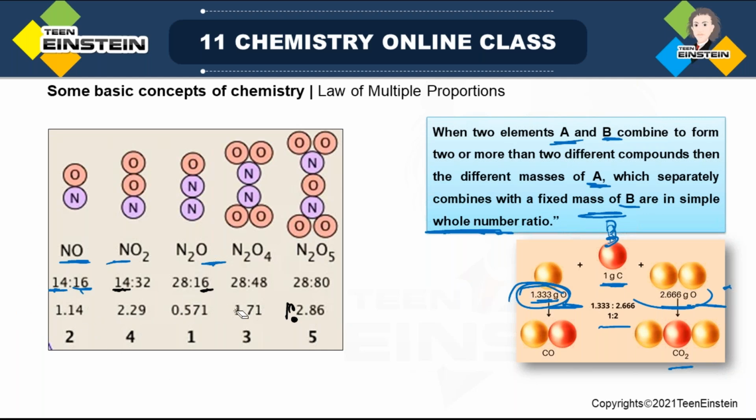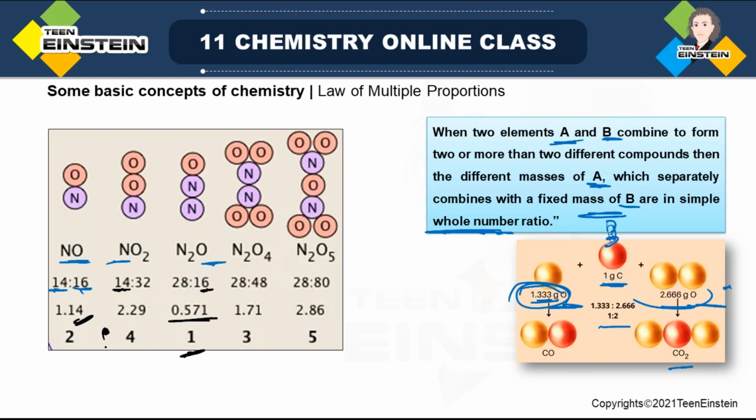So just focus on this value, which is for oxygen. And here, among these 5 values, this is minimum, right? So we will choose this one and divide all these 5 values by 0.571. So when you are dividing 0.571 by 0.571, it will be 1. When you are dividing 1.14 by 0.571, because you are dividing all these values by 0.57, so that we can get this type of whole number ratio, 2:4:1:3:5.